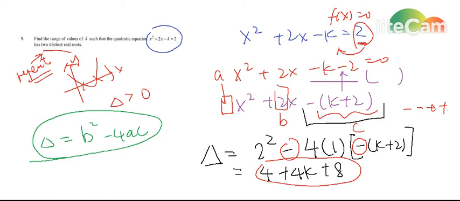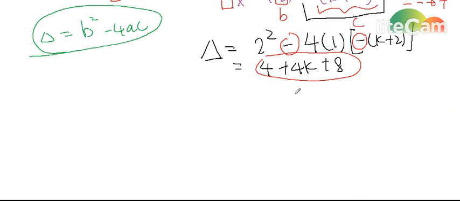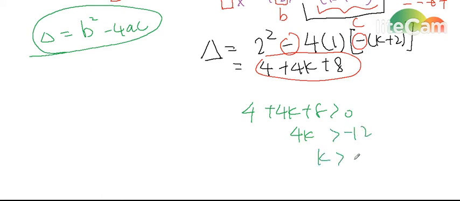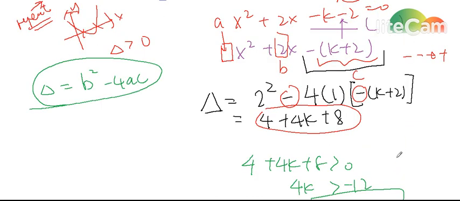And as we can see from the questions, the delta is larger than 0. So this part is the delta, and it is larger than 0. After the simple calculation, we know that k is larger than negative 3. So here k is larger than negative 3 is the answer of these questions. And it is not very difficult.